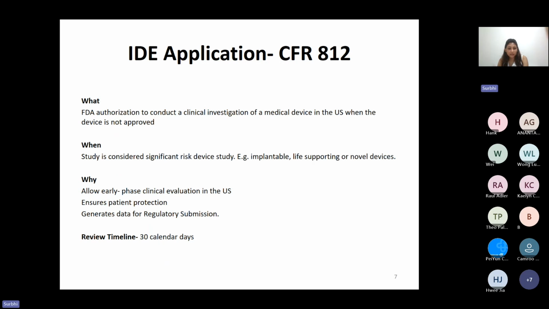Now, why is this IDE done? Because some manufacturers don't have sufficient clinical evidence to show that their device is safe and effective. So the IDE gives them an opportunity to generate the data for regulatory submissions. The typical review timeline for any IDE application is 30 calendar days. After 30 calendar days, FDA will come back with either approval with conditions, or disapproval.